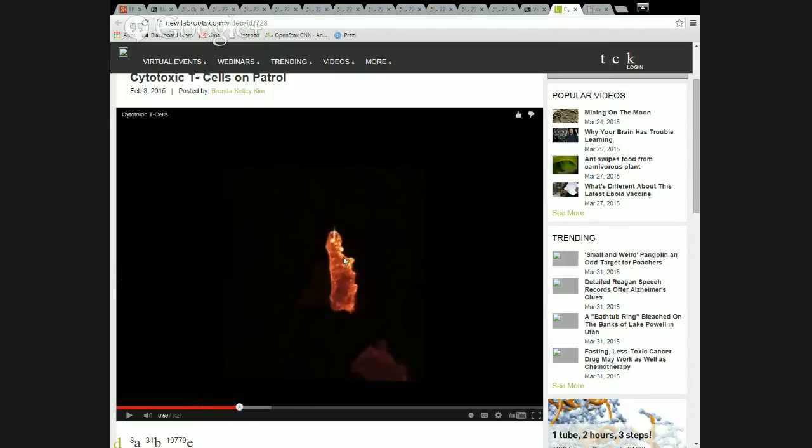But as this cell is moving through, the way that it moves is little bits of its cell membrane extend out, and then it pulls the rest of the cell with it. And I really like this movie because it's a really good depiction of how white blood cells move like that. And it's not just the T cells. Phagocytes move the same way.